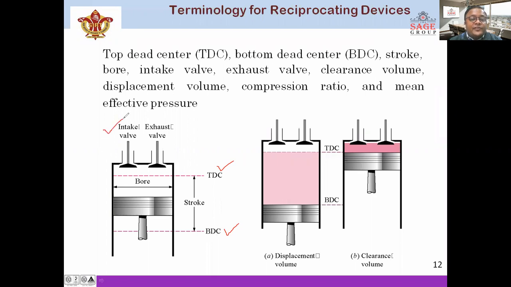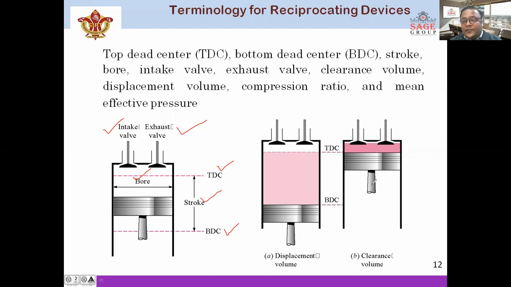Intake valve, where the mixture is supplied into the engine cylinder. Exhaust valve, where the exhaust gases are released into the atmosphere after the work, and this is called the bore, the cylinder diameter. The stroke length is when the piston moves from the TDC to BDC or BDC to the TDC, that is called one stroke length. Displacement volume, where the piston moves from one center to the other center, is called the displacement volume.